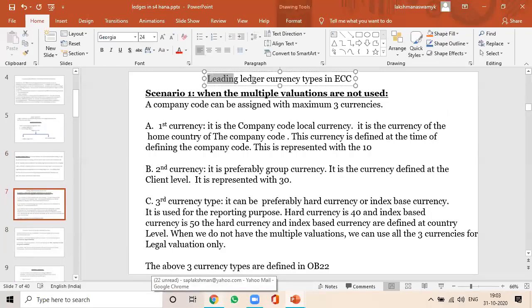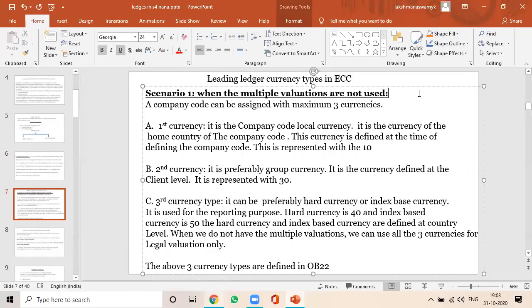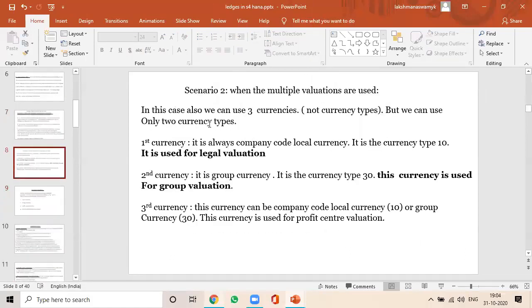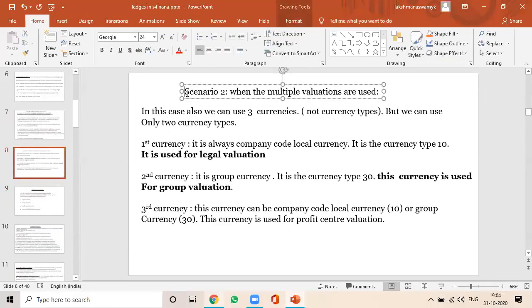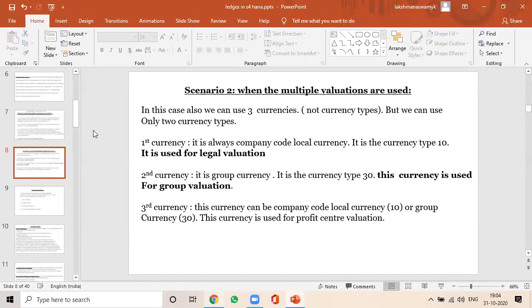Then leading ledger currency types in ECC. So all these things we have done, but you don't know that they have been done for the leading ledger only. See, there are two scenarios as far as leading ledger currency types are concerned. Number one, when multiple valuations are not used. Number two, the scenario two, when the multiple valuations are used.